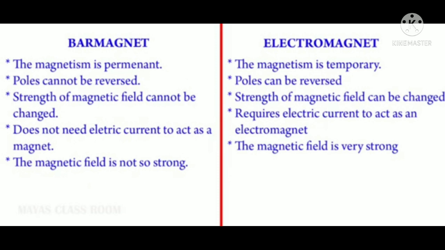In case of electromagnet, the magnetism is temporary, poles can be reversed, strength of magnetic field can be changed, requires electric current to act as an electromagnet. The magnetic field is very strong. This is the difference between bar magnet and electromagnet. It is a sure question for examination.